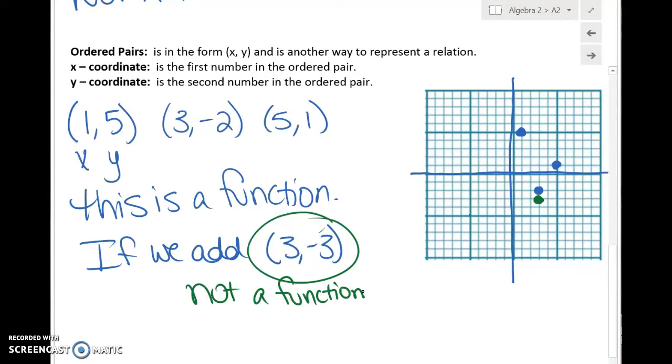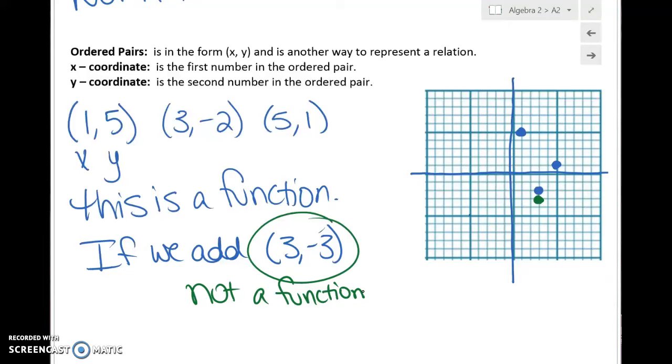Do you see how those 2 points line up vertically? If you were to draw several vertical lines through this relation, you'd notice that when you hit that spot, a vertical line would hit more than 1 point. That means it's not a function. What the vertical line is doing is checking to see, are there any repeated x values? If there's more than one x value of 3, those points are going to line up vertically.